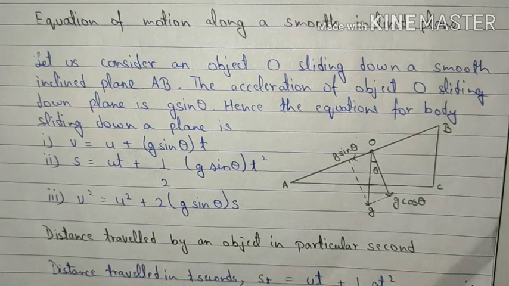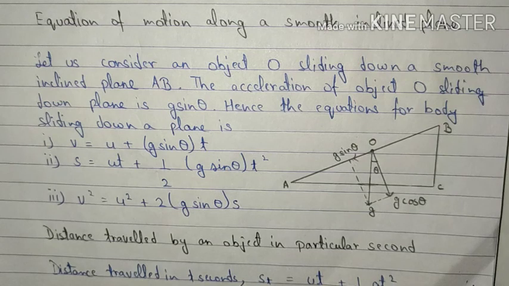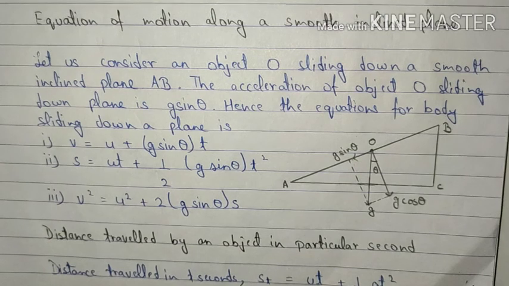Our next topic is equation of motion along a smooth inclined plane. Now, what will happen if we take an inclined plane? This you can try at your home also. You can place a plank such that its one end is on the ground and the other end is placed at some height on the wall. When you roll a ball from it, what do you observe? It's the same thing we are going to study over here.